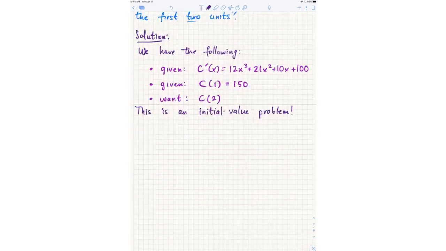Okay, so let's first find, so what do we do? We first take the antiderivative of the given function, right, to get back the cost. So the cost function is the antiderivative of this thing.